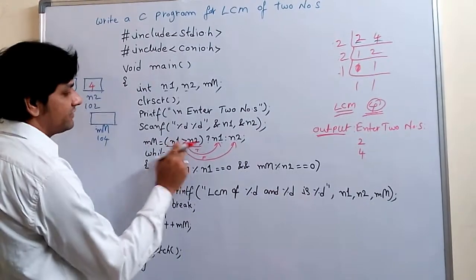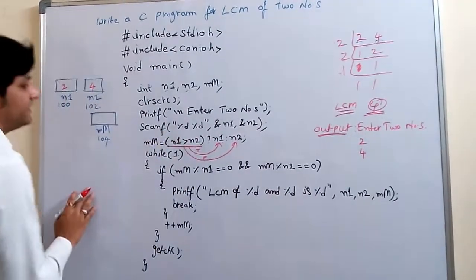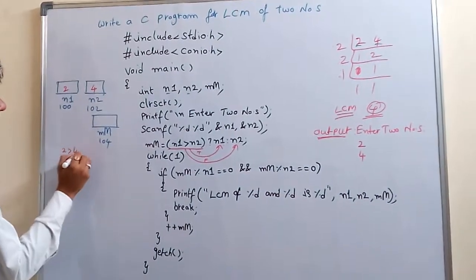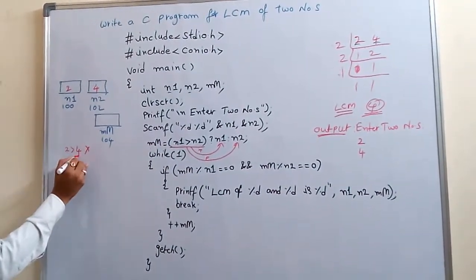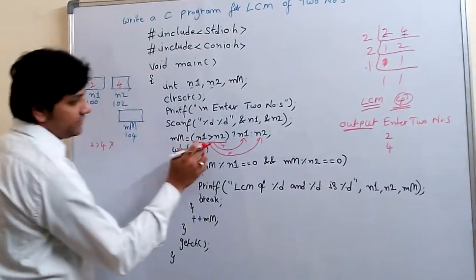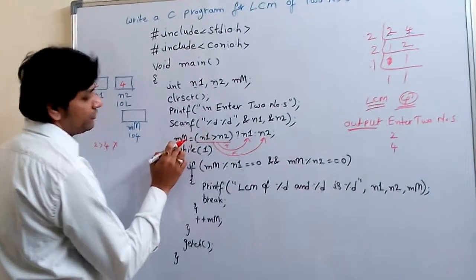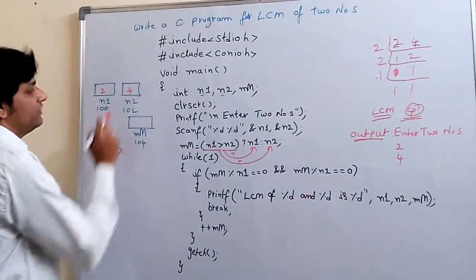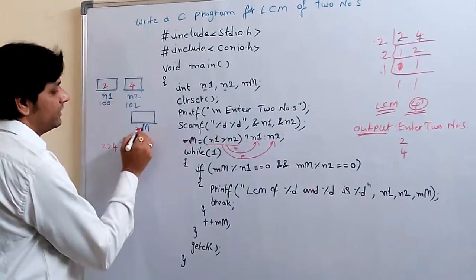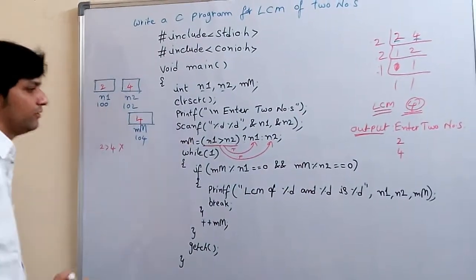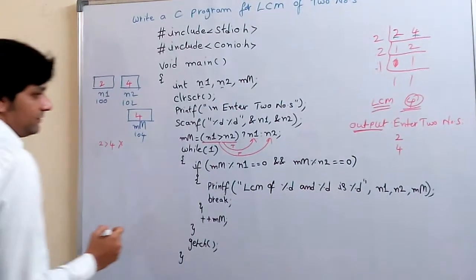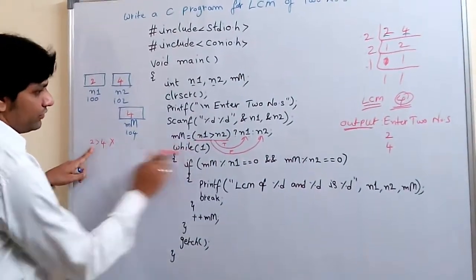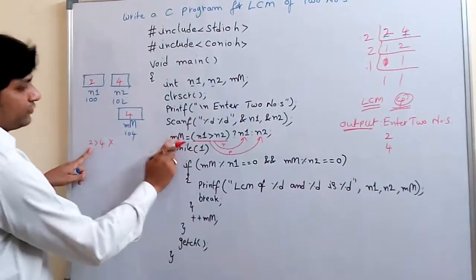So let us understand the condition: n1 greater than n2. What is n1? 2 greater than 4 is false. False means the n2 value is going to be stored in the minimum multiplier. What is the n2 value? The n2 value is 4, so 4 is stored in the minimum multiplier. Is n1 greater than n2? No, it is false. That is why n2 is stored here.